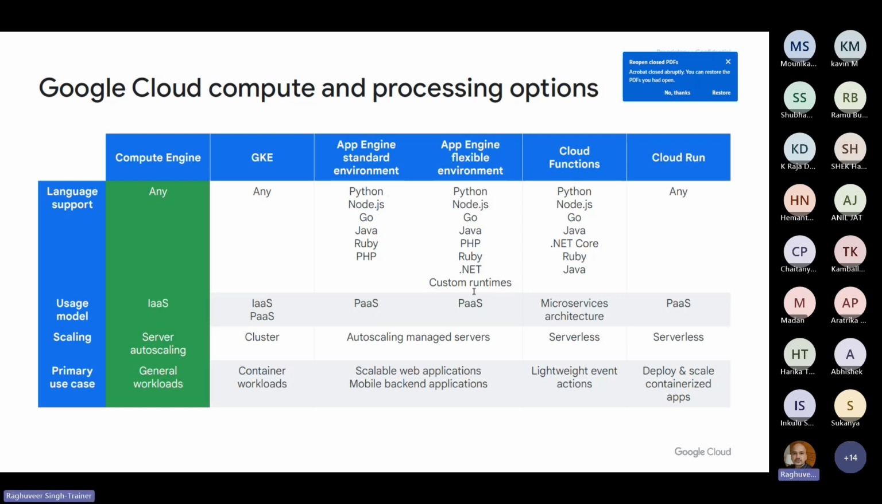This supports auto scaling, and this we primarily use for general workloads. When I say general, it includes both production and non-production environment. Then comes Google Kubernetes Engine.